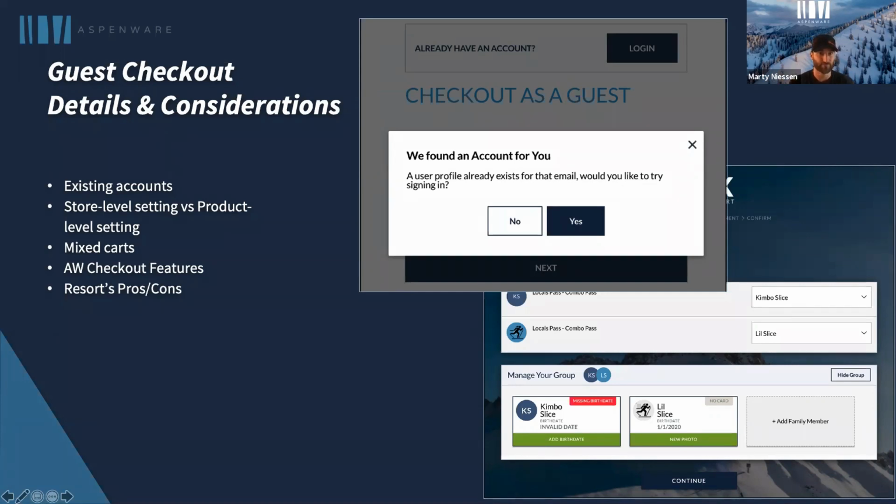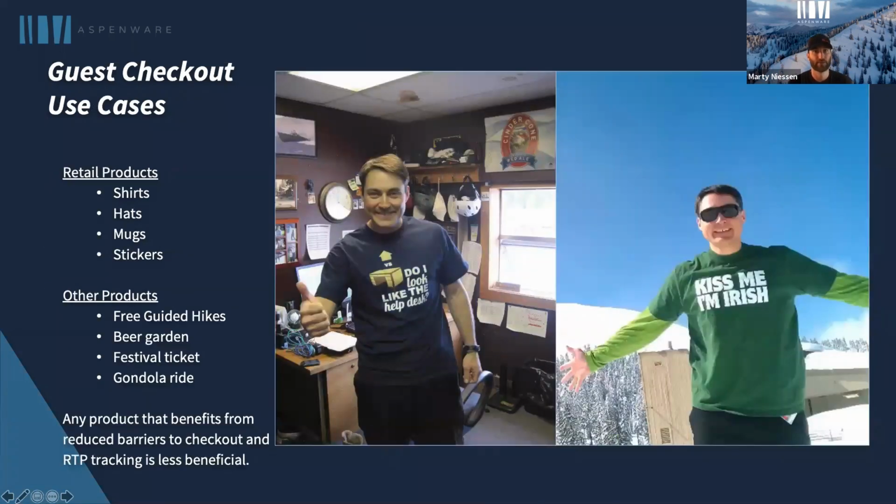RTP. For use cases, any product where logging in has a low benefit can be set up as a guest checkout product. Take retail products, for example. The benefits of tracking these types of products aren't too high, even if Irish at Aspenware wants to track people that are purchasing his t-shirt line.